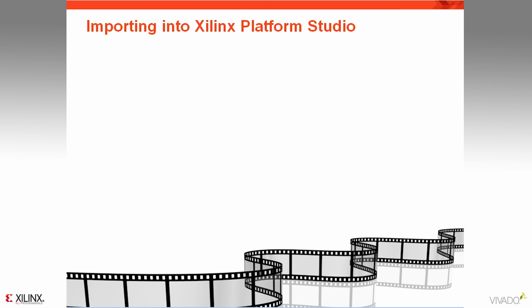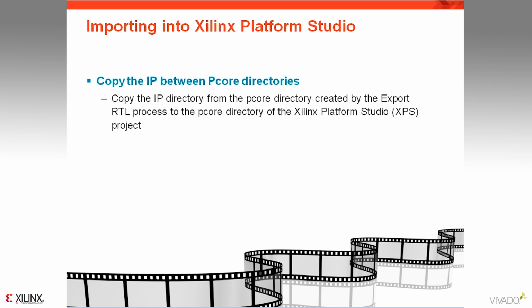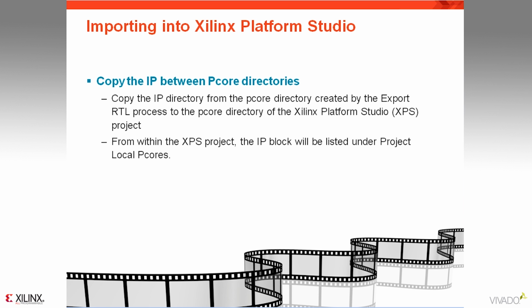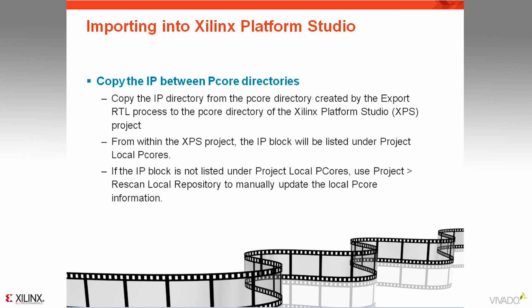Finally, let's discuss how this RTL IP can be imported into Xilinx Platform Studio. Simply copy the IP directory from the Pcore directory created by the export RTL process to the Pcore directory of the Xilinx Platform Studio project. From within the Xilinx Platform Studio project, the IP will be listed under Project Local Cores. If the IP block is not listed under Project Local Cores, use the menu Project, Rescan Local Repository to manually update the local Pcore information.